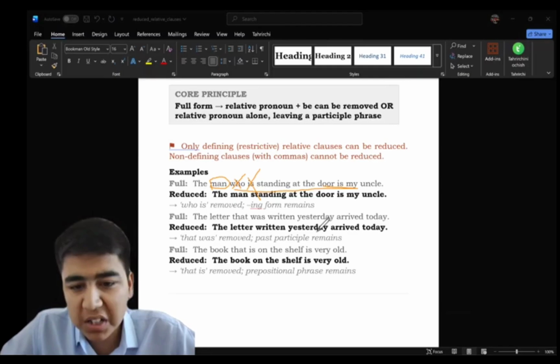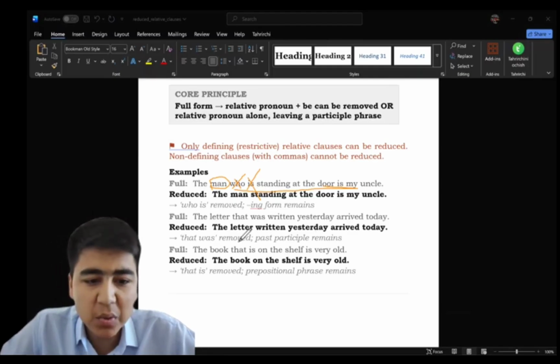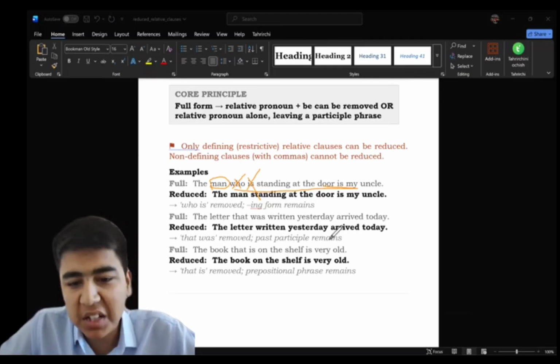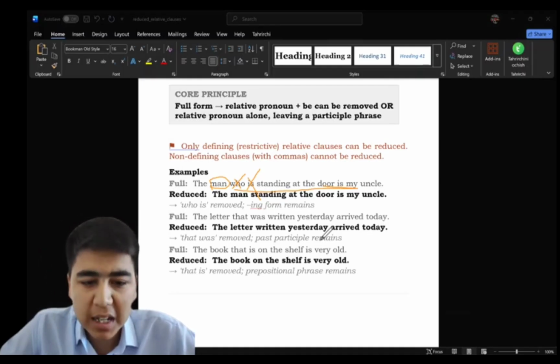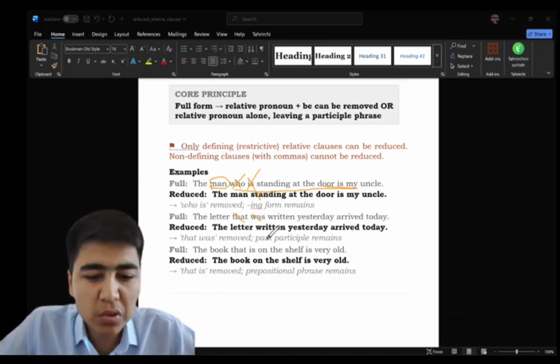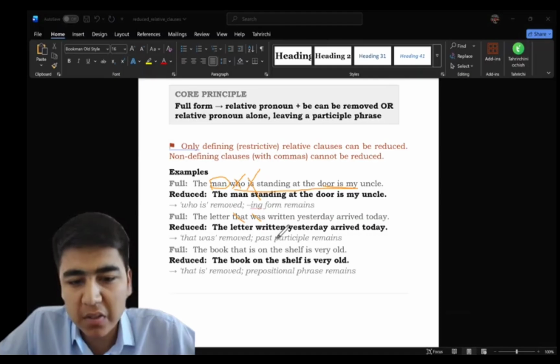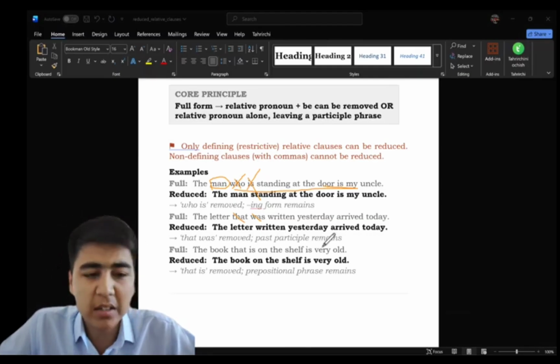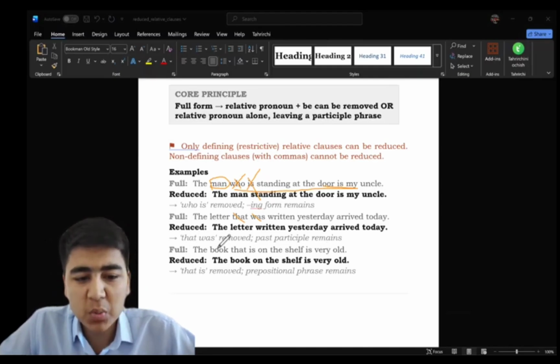And the next structure, the next example, by the way. The letter that was written yesterday arrived today. So this is a full form and we will see the reduced form here. The letter written yesterday arrived today. As you can see, it is a passive sentence and we just removed that and was. And after the noun, the letter, we wrote written. The letter written yesterday arrived today. It's about the letter and it came today. So that was is the part that was removed and the past participle remains.